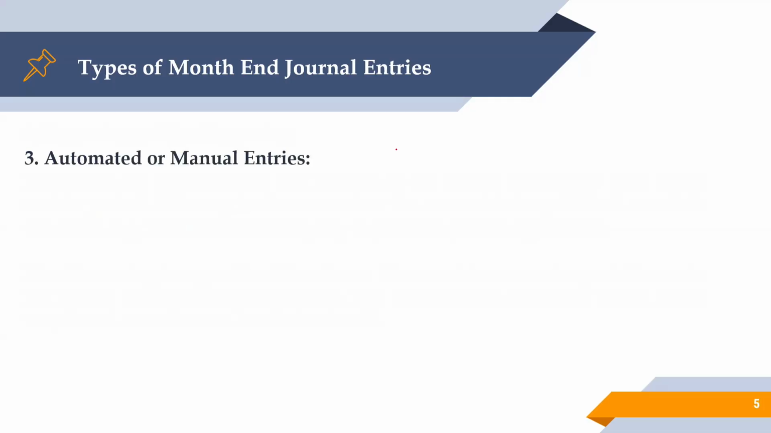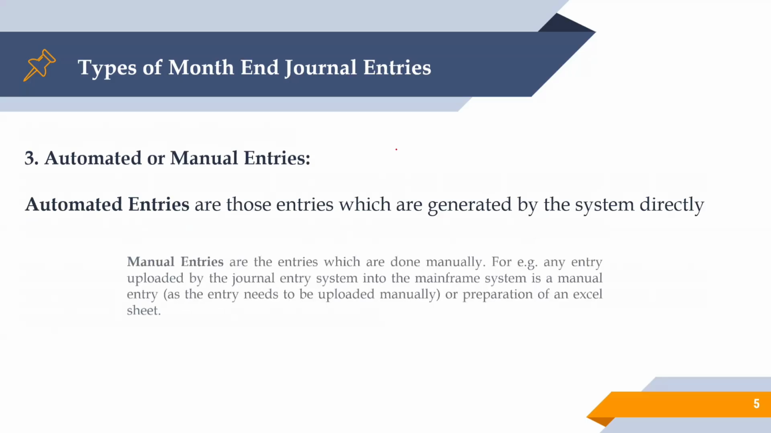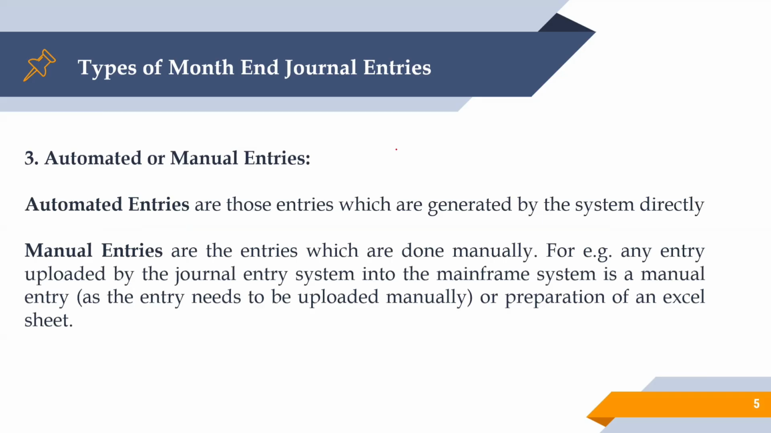Next is automated or manual entries. Automated are those entries which are generated by the system directly, and manual entries are the entries which are done manually. For example, any entry uploaded by the journal entry systems into the mainframe system is a manual entry, as the entry needs to be uploaded manually, or through preparation of an Excel sheet. So now this is going to be the more interesting one, automated or manual entries.